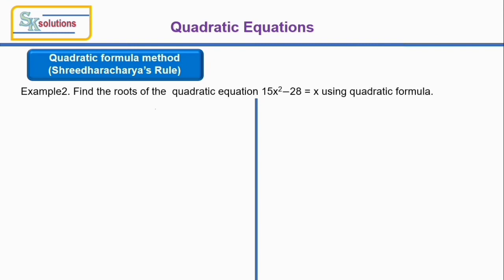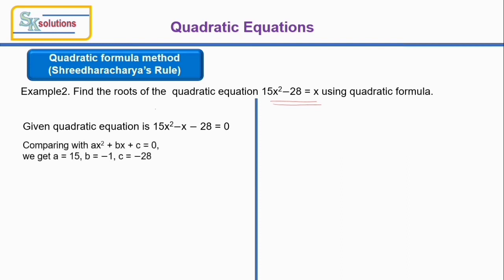Find the roots of the quadratic equation 15x square minus 28 is equal to x. Again, this equation is not given in the standard form. Let us convert it into standard form first, which will be 15x square minus x minus 28 equal to 0. We will compare this with ax square plus bx plus c equal to 0. We get a is equal to 15, b is equal to negative 1, the coefficient of x here, and c is equal to negative 28.